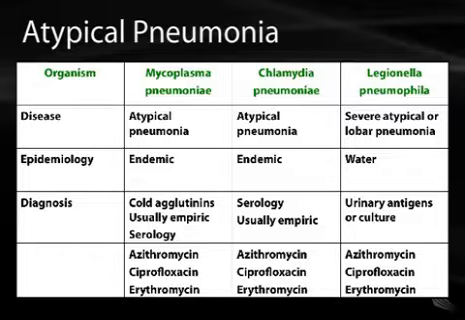You'll find the original outbreak was in a Legionnaires meeting in Michigan due to contaminated air conditioning systems. Diagnosis is usually empiric for Mycoplasma and Chlamydia, but with Legionella we have a urinary antigen we can use. The treatment, fortunately for all of them, is the same. You can do a Z-Pak, ciprofloxacin, or erythromycin.